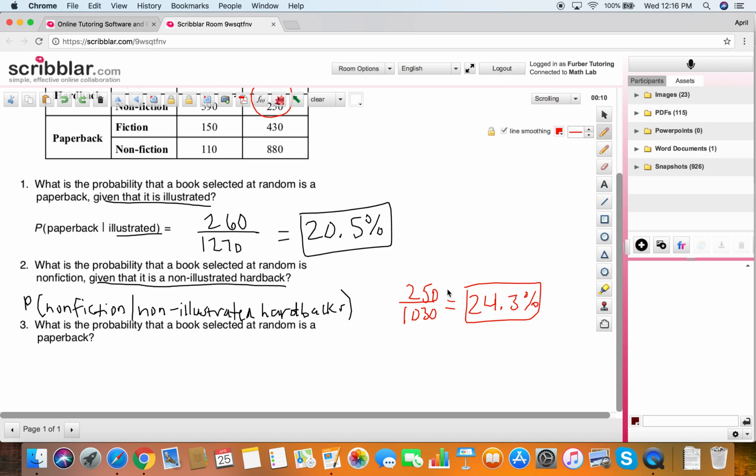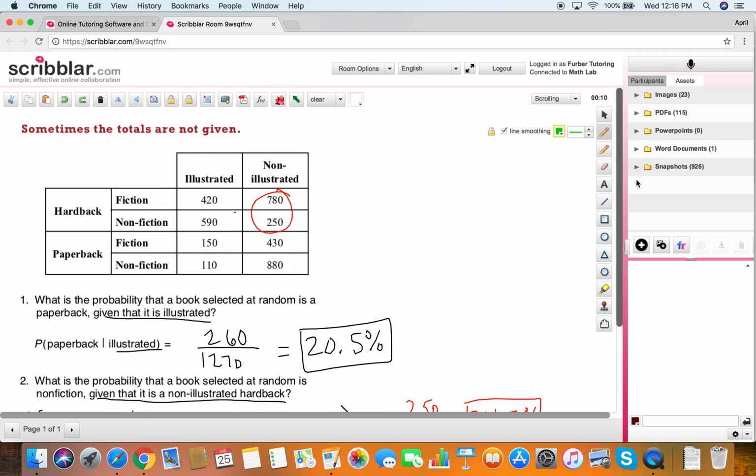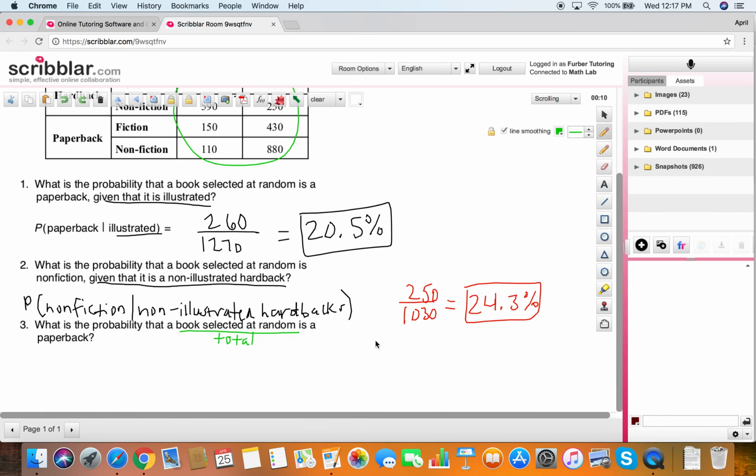Okay, and then the third one, what is the probability that a book selected at random is a paperback? It doesn't say anything about given. That means that this is still out of the entire total, okay? So a book selected at random would just be considered to be the total, okay? So that means I'm going to have to come back up here and take all of the books in the library, every single one of them, all of these, and add them up, which is going to give me 3,610.